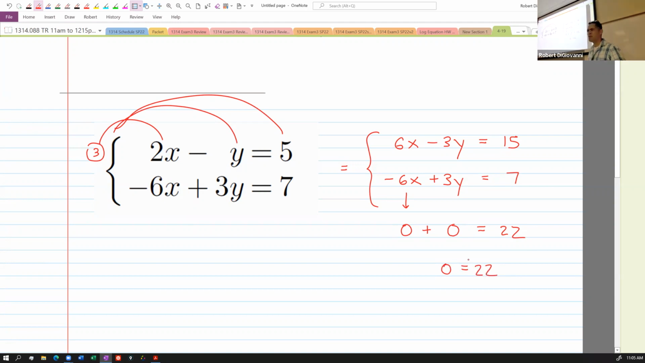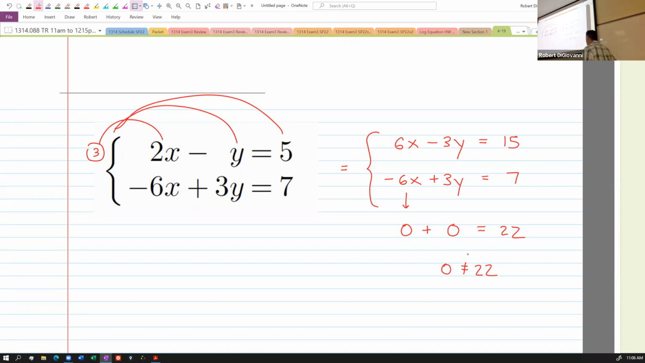What? 0 doesn't equal 22, right? Something seems wrong here. When we did this last time, the x's would go away but we would still have y's, or the y's would go away and we'd still have x's. Here, everything went away, and look at the final statement. The final statement we have is 0 equals 22, and 0 does not equal 22. So what do you think is going on here?